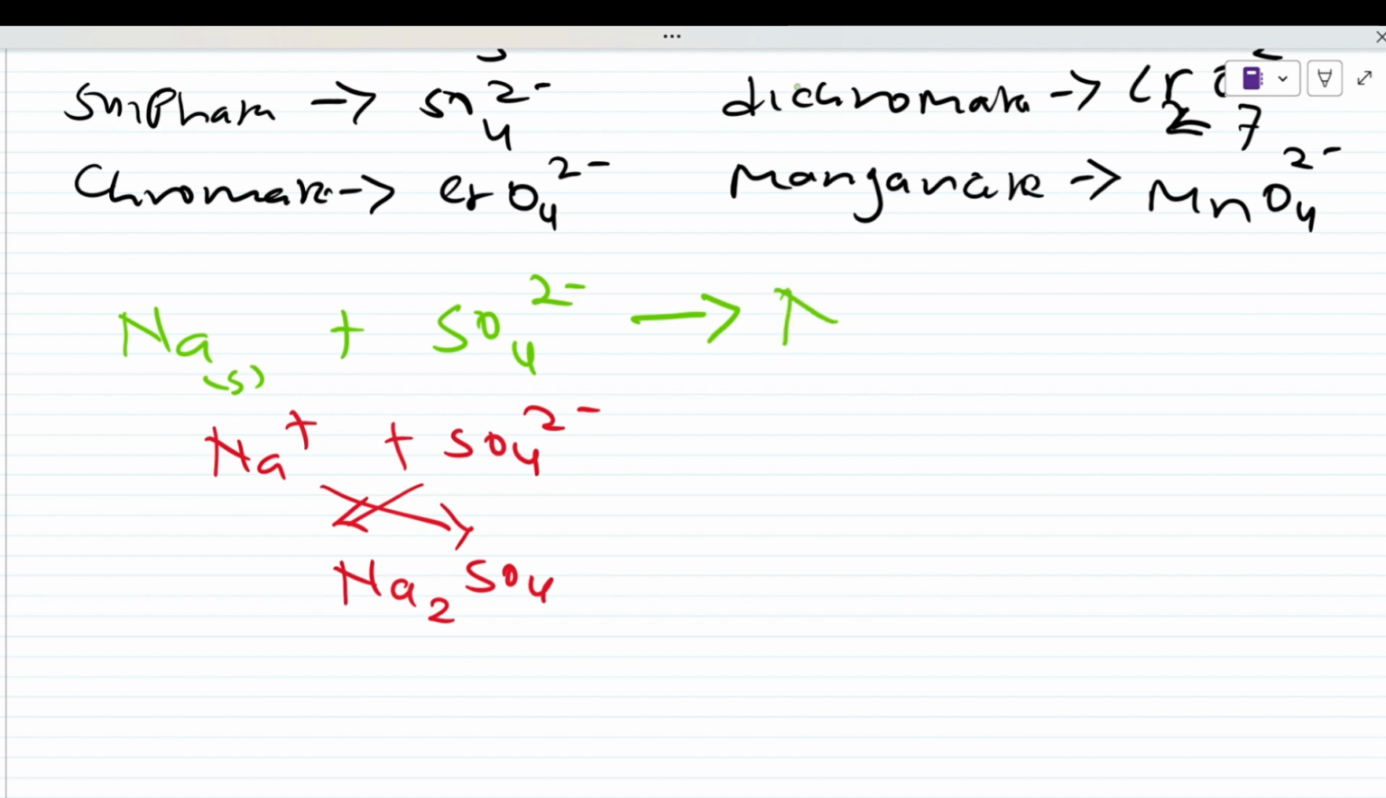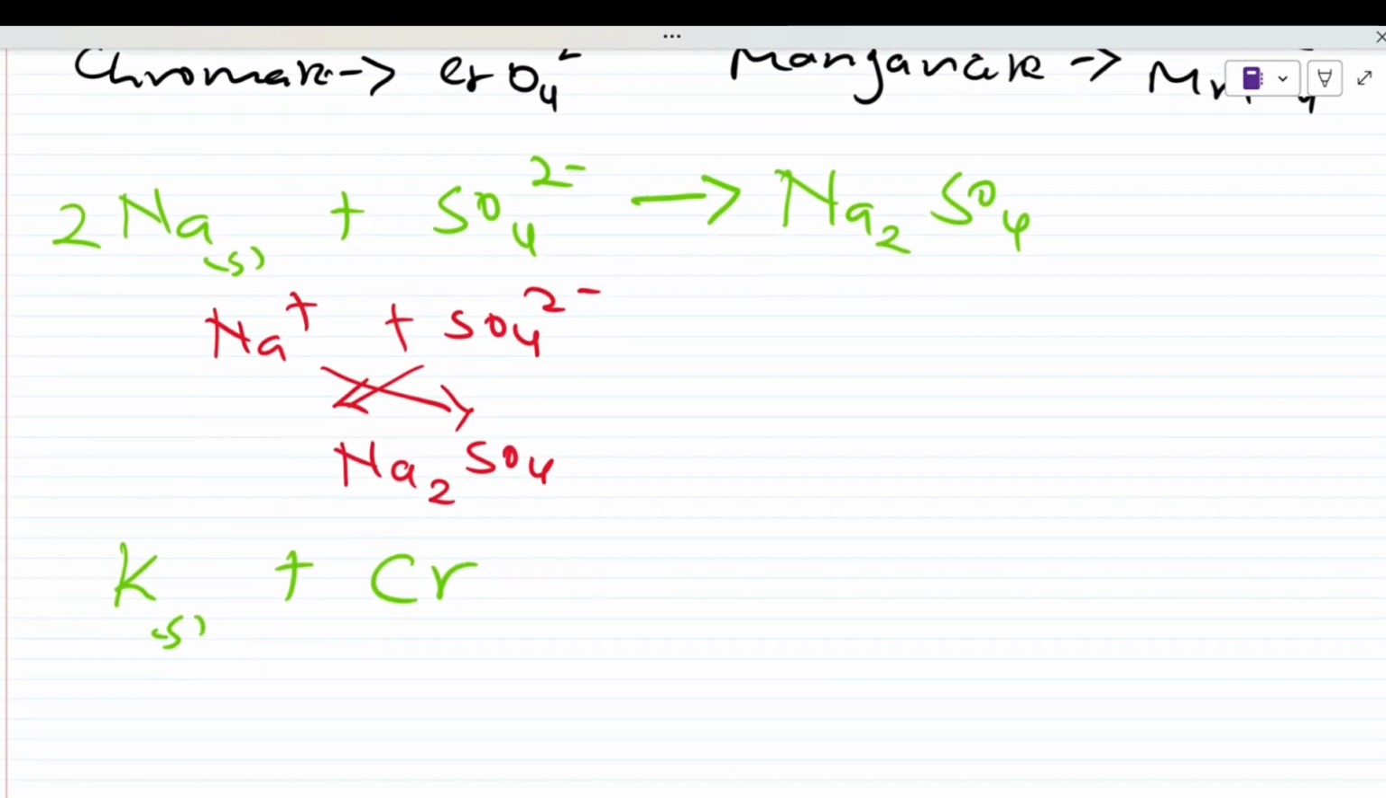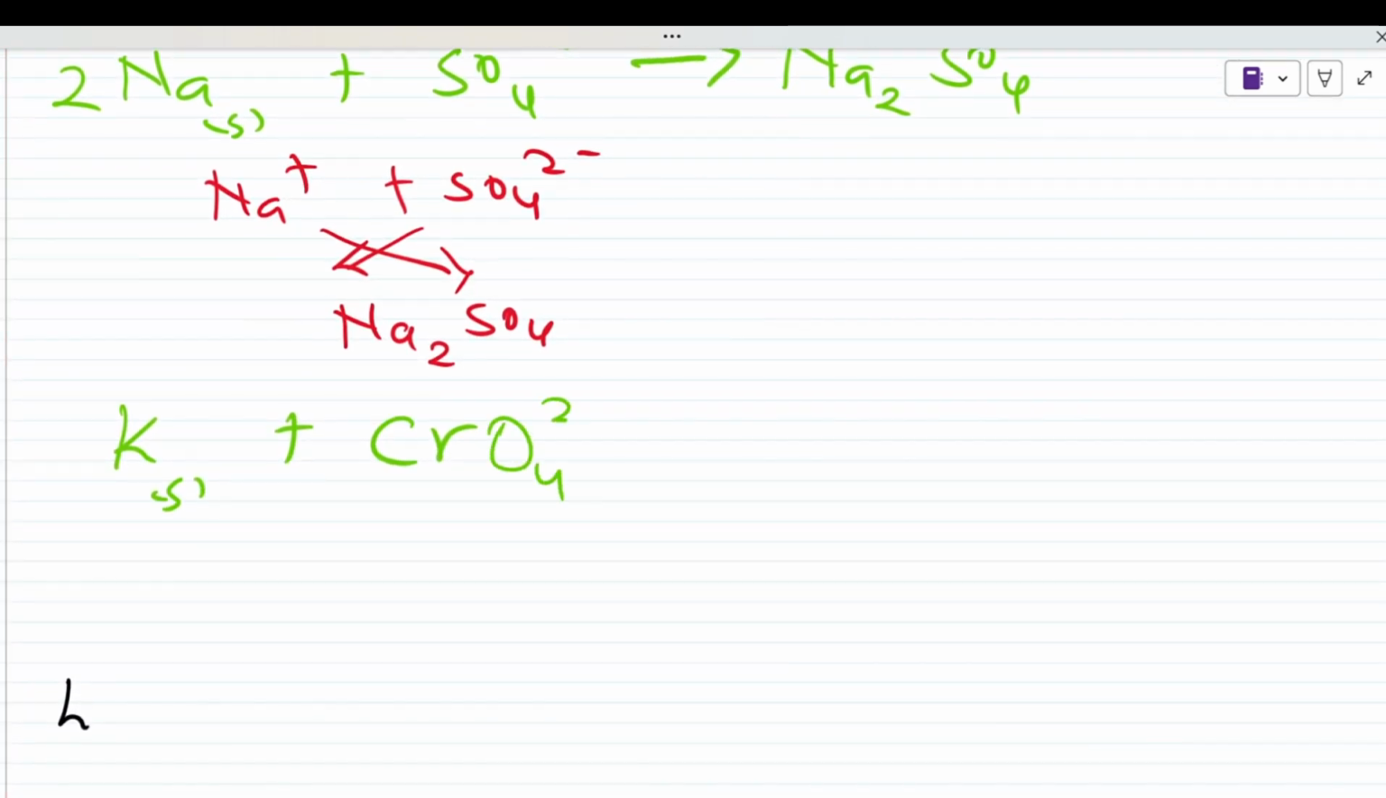So I'm going to have Na2SO4. Now you realize that the Na is a 2 and you can balance it, and that's what you are going to form at the end of the day. Let me even go ahead and have chromate reacting with potassium. Let me have K, potassium solid, reacting with Cr. Then chromate is CrO4 2 minus.